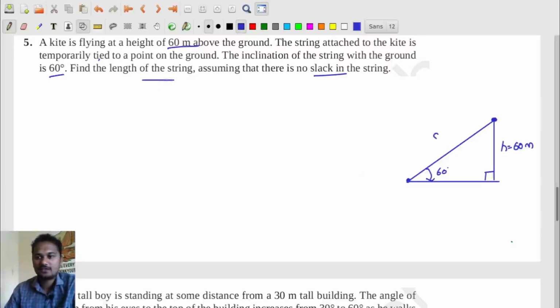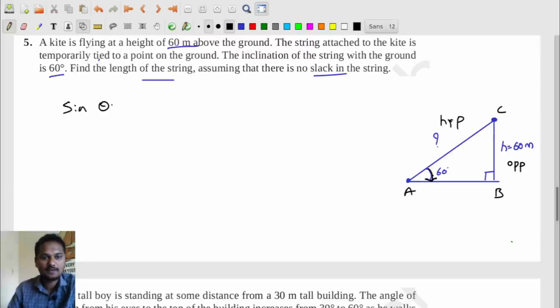So we need to find this length. If you name it as A, B and then C, you need to find AC, the length of the string. So again here, 60 degrees, the inclination angle is given with reference to this 60 degrees. This is your opposite side and this is the hypotenuse. Then what is the ratio here? What is the ratio of opposite and hypotenuse? Your sine theta. So take sine theta is equal to opposite BC divided by hypotenuse AC.